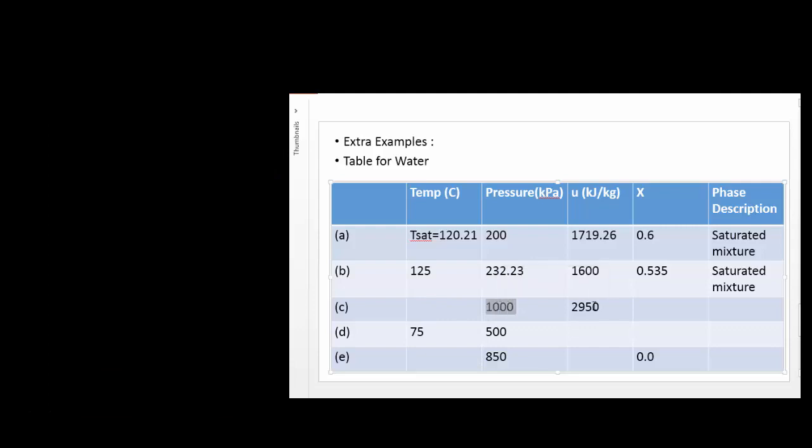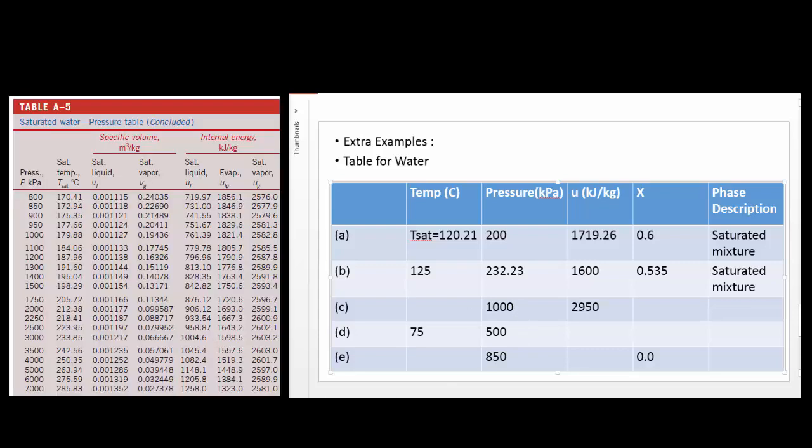Given the pressure and the internal energy, what should you do? Go to table A5. Why A5? Because the pressure is given. So you go to table A5, looking for 1000 kilopascal. You find your internal energy is more than the boundary, more than 2582. If something is more than the UG, more than the saturated vapor, what do you think? It must be a superheated vapor. So table A5 helps you to determine your state.